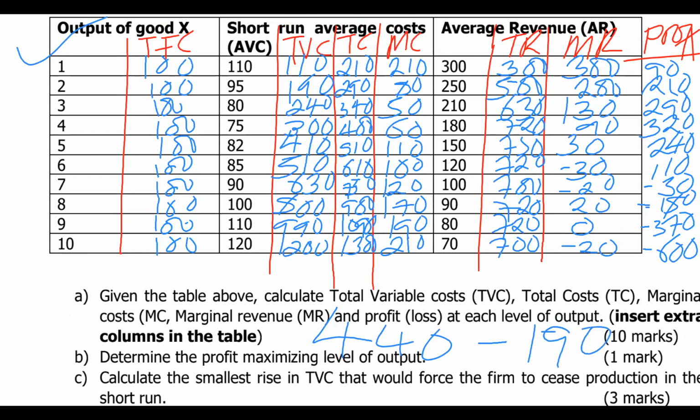Where are you getting these figures? From the total variable cost here. So the total variable cost there is 440. Did you say 440? What figures did you mention again? 240, not 440. You said 240? Yes, sir. Okay. 240 minus 190.